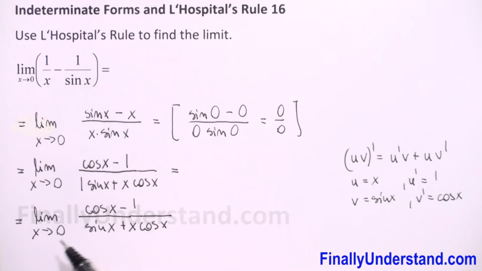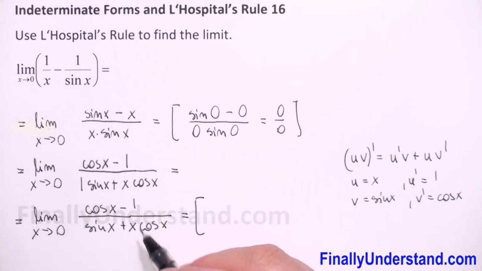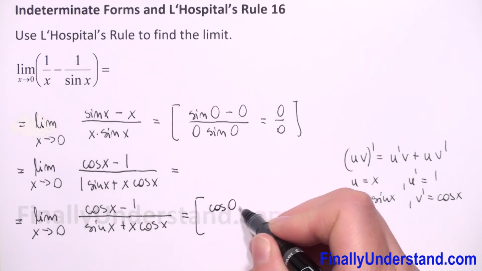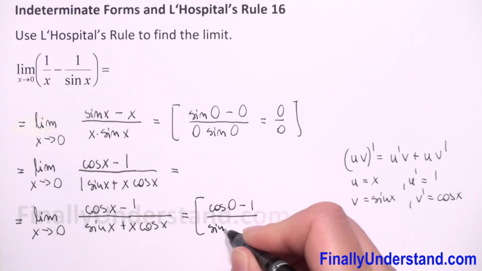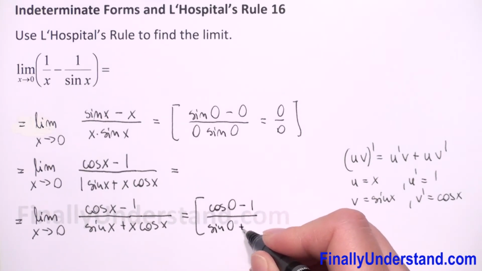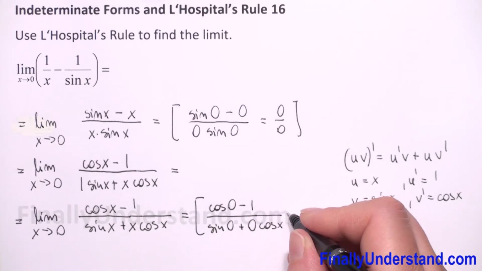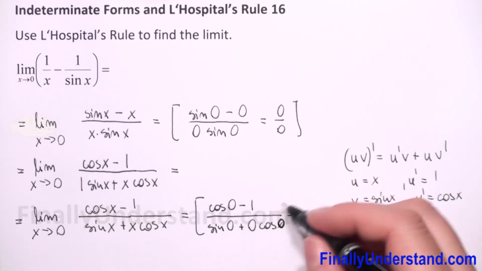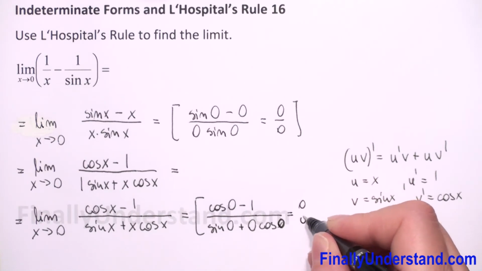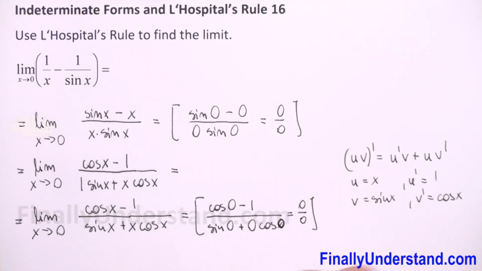Let's check what will be when we substitute x's by 0. In numerator we will have cosine 0 minus 1. In denominator we will have sine 0 plus 0 times cosine of x. So this is equal cosine of 0, of course. So we have again 0 over 0. So we have to use one more time L'Hopital's rule.